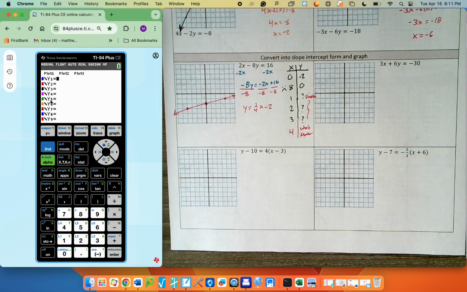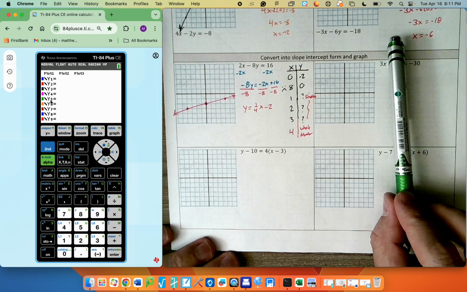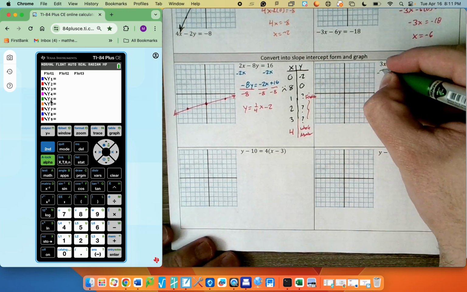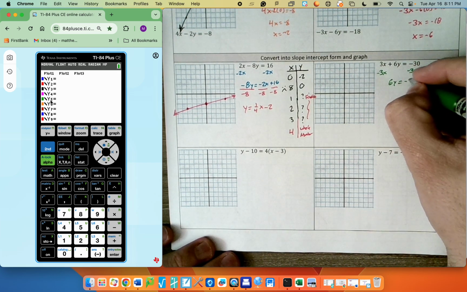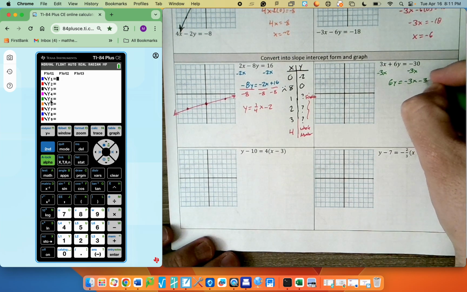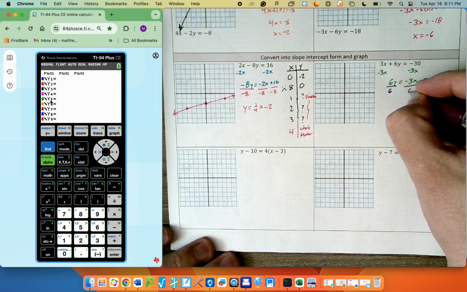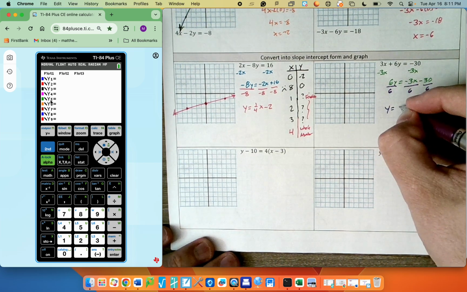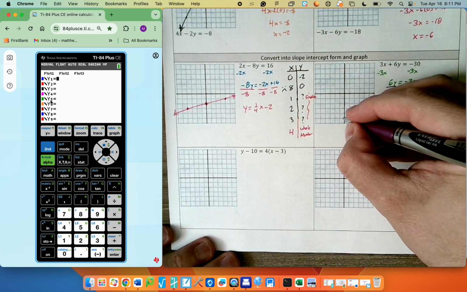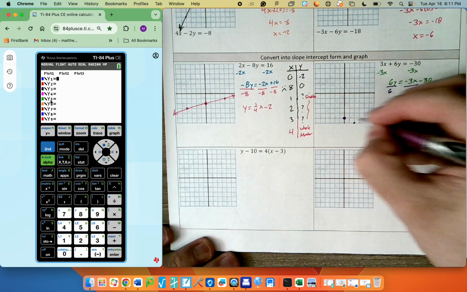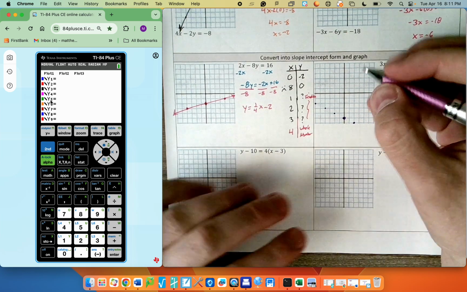All right, next one. Again, tiny table. If we look at it real quick, our x value is going to be at -10, which we can't plot. So we might as well just convert real quick. I've got a -3x and I've got a -30. I divide everybody by 6. And I get -1/2 x minus 5. So that starts me here. Down 1, right 2. Up 1, left 2. Up 1, left 2. Up 1, left 2.